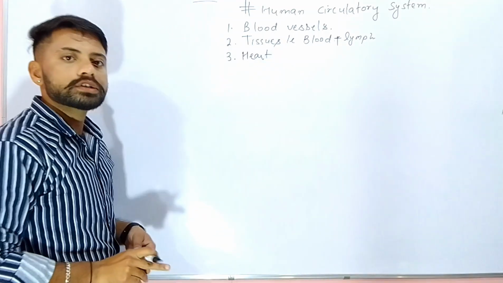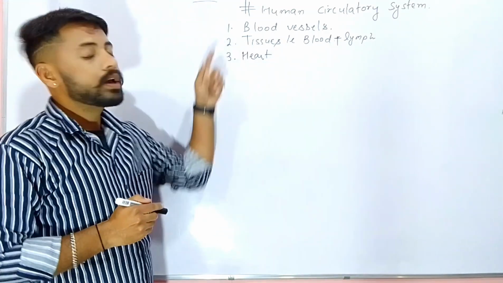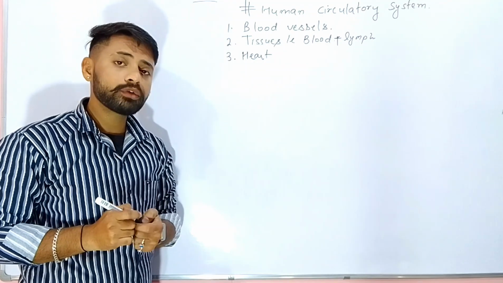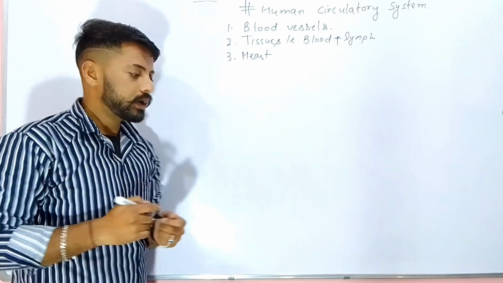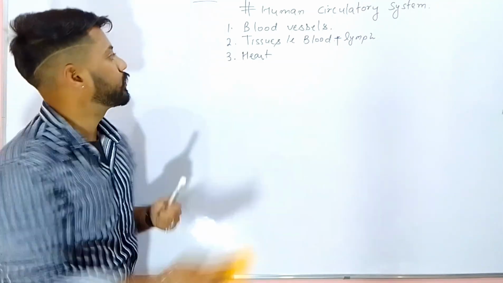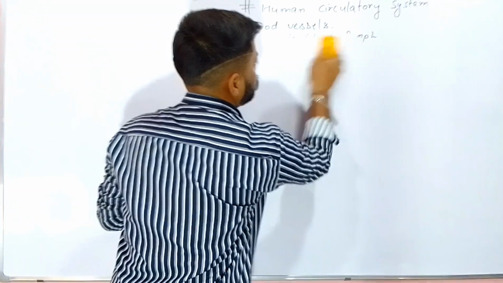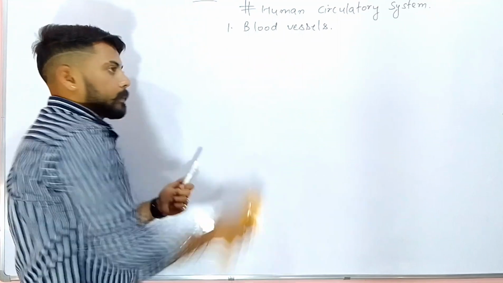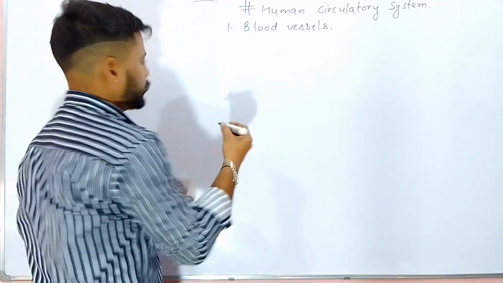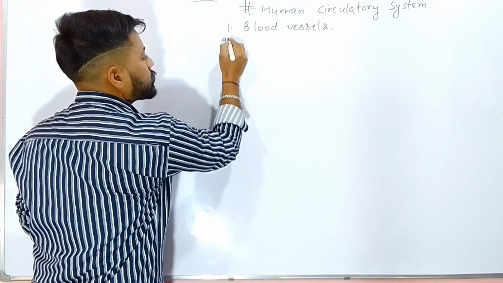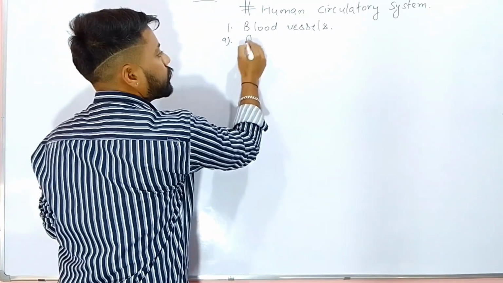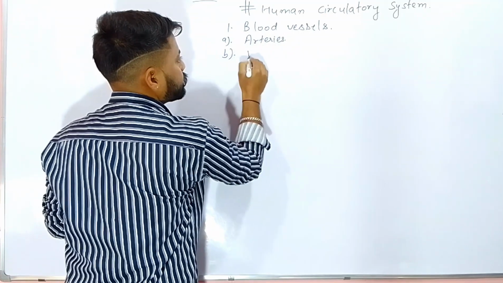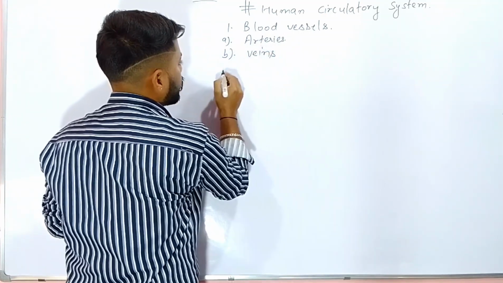In this video, we will discuss the blood vessels. There are three types of blood vessels in humans, that is arteries, veins and capillaries. Let's talk about those. Three types of blood vessels are present in human beings: arteries, veins and capillaries.